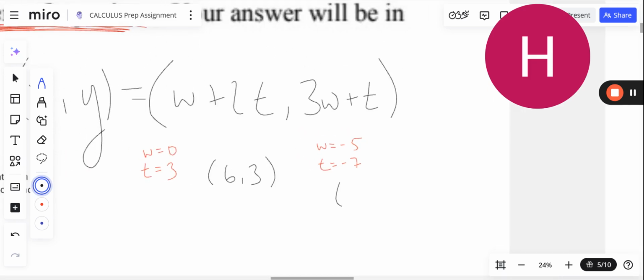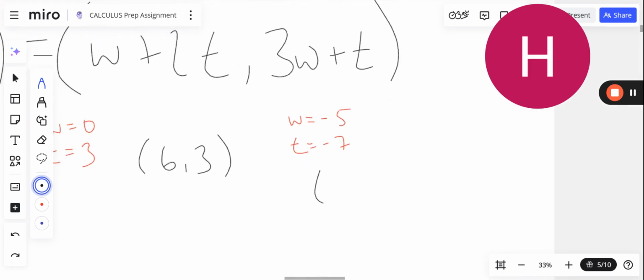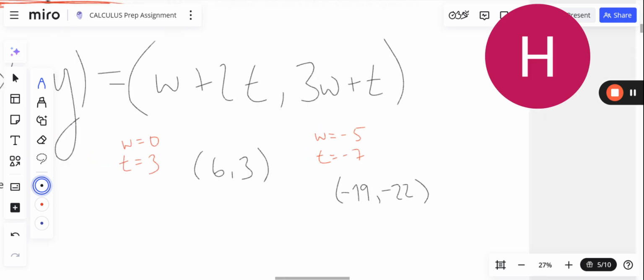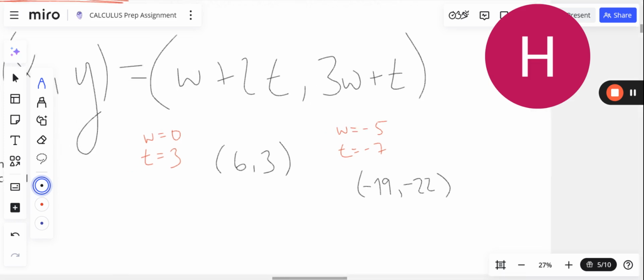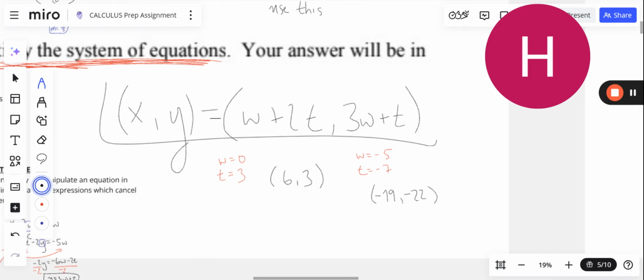This sort of gives you like a formula for your solutions, because there are many of them. There's not just one solution. That's what this means. We have some constant numbers in there. This would be like negative, what would that be, -19? Yeah, be like -19, comma -22. That is also a solution. So instead of writing all of those out, because there are an infinite number of them, we can just describe it in terms of w and t, and that is our solution.